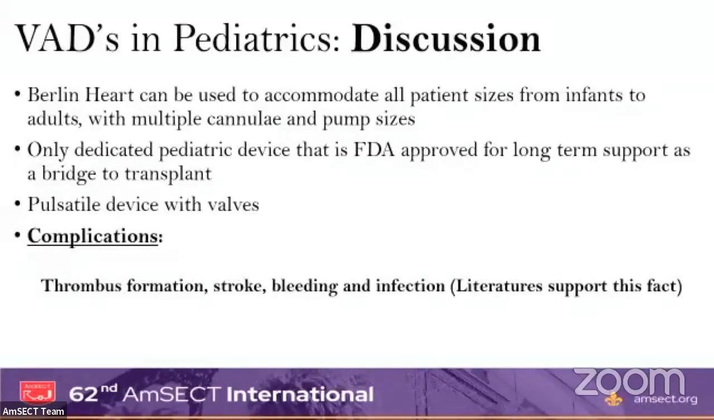So what is the discussion point here? Berlin Heart can be used to accommodate all patient sizes from infants to adults with multiple cannula and pump sizes. And it is the only FDA-approved pulsatile device with valves. But what we all know from the past 15 years, from the literature, is that thrombus formation, stroke, bleeding, and infection are the common problems that everyone is going through.